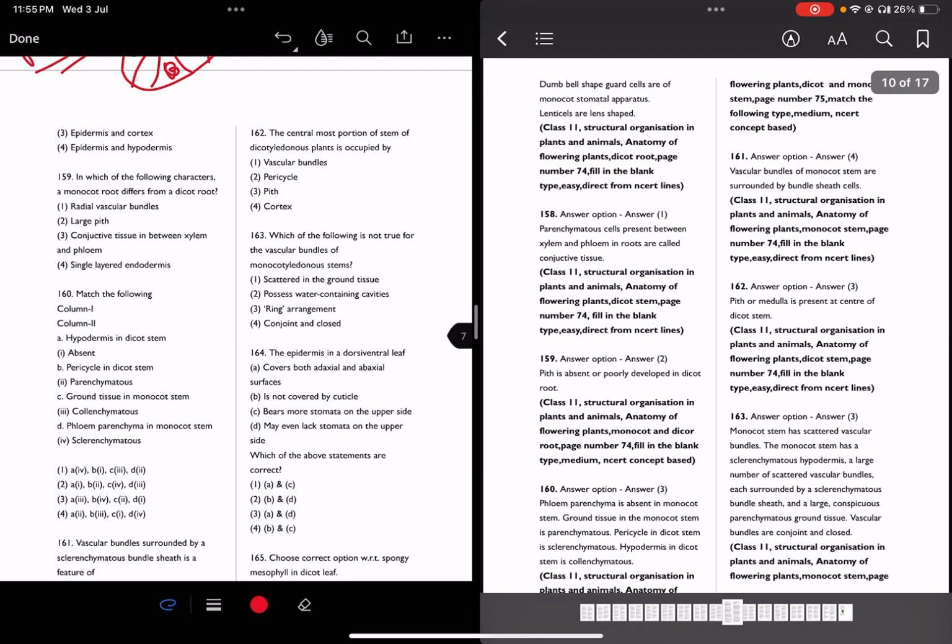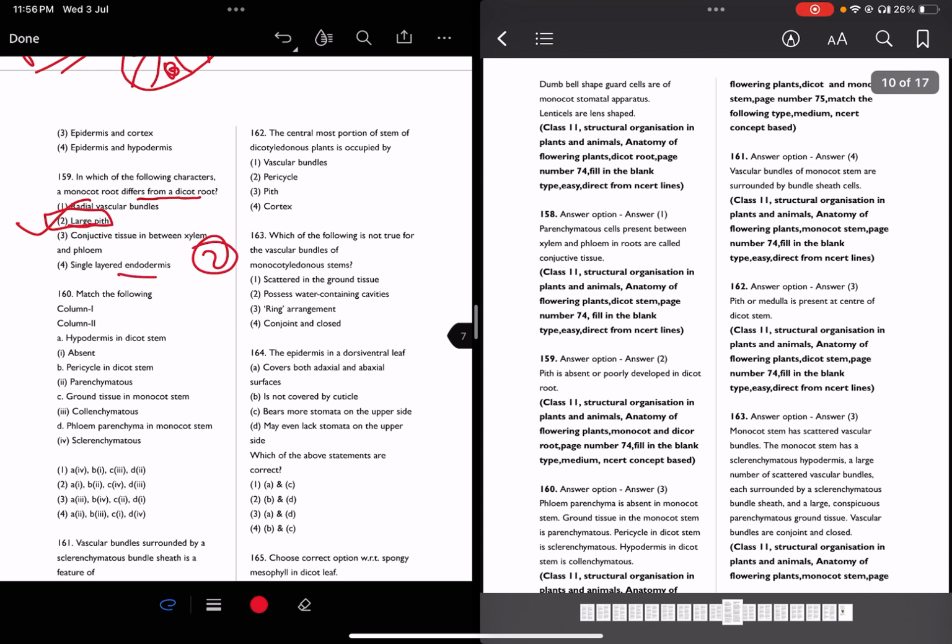159. In which of the following characters does a monocot root differ from a dicot root? Here we are talking about roots, monocot root and dicot root. What is the difference between monocot and dicot root? Pith. In dicot there is no pith. So the answer is option 2.